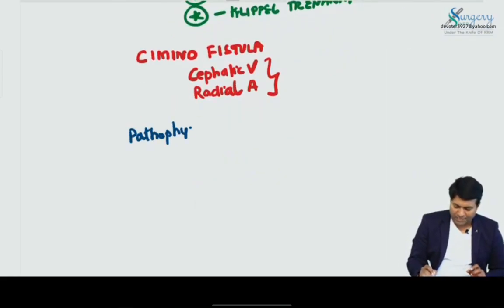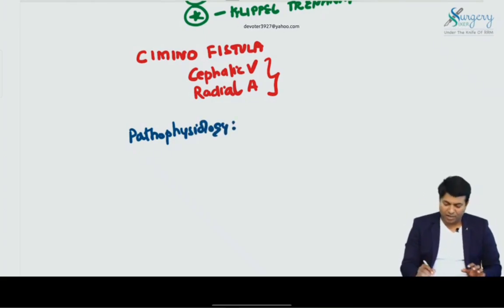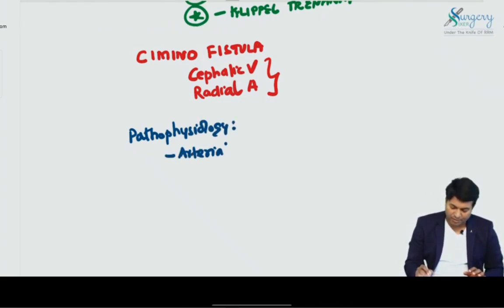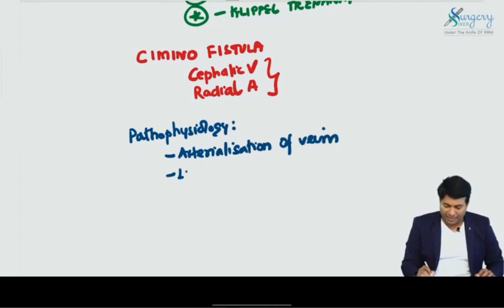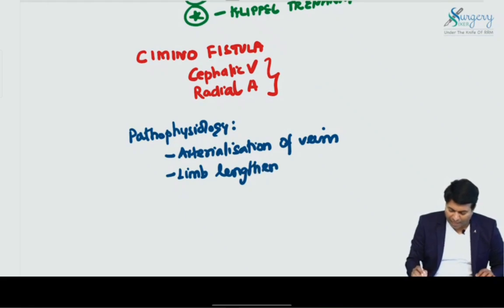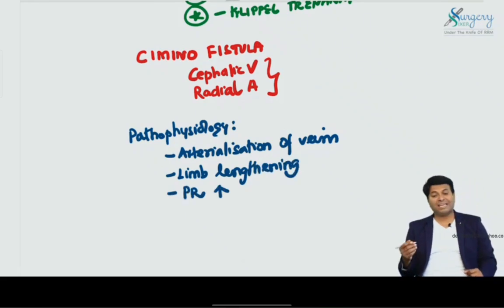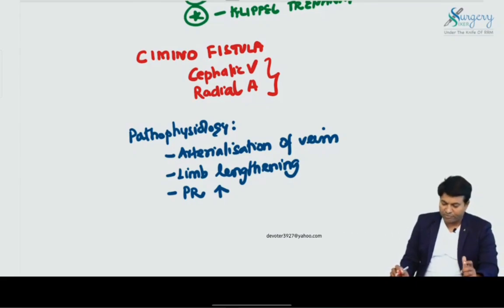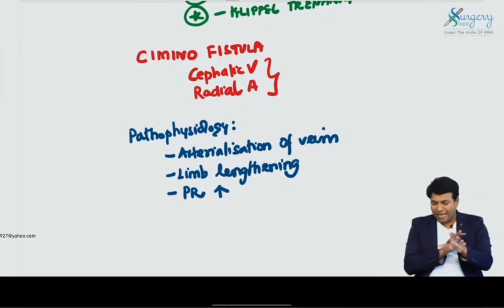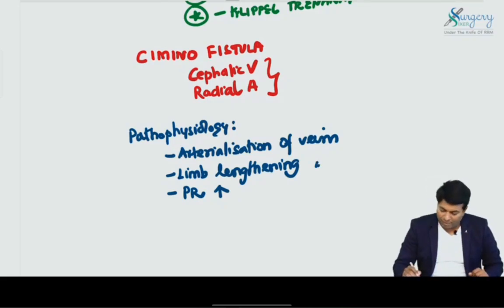The pathophysiology happening immediately is that there is arterialization of veins. That limb will become long. Limb lengthening will happen. Arterialization of vein will happen, and the pulse rate increases. So please remember, with the arterialization of veins, the following features will be seen. The veins will become dilated and pulsatile. That limb will grow much bigger. The temperature will be high in that limb. The pulse rate will be high.